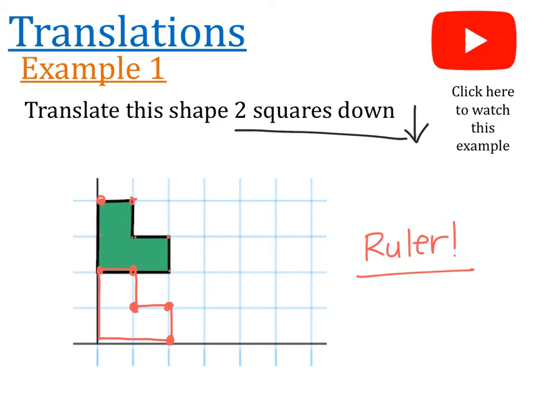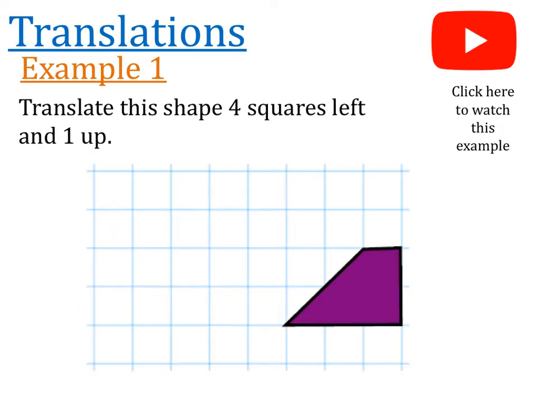Okay, as you can see, the green L shape didn't get any bigger or smaller. It's the exact same thing. It just slid 2 squares down. All right, I've changed the shape this time, but really nothing else is different. It says translate this shape 4 squares left and 1 up.